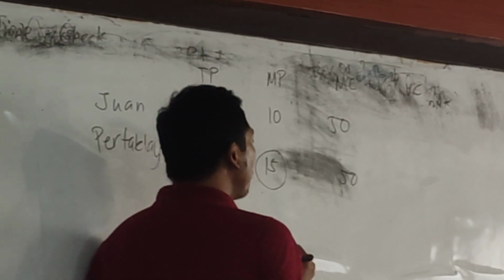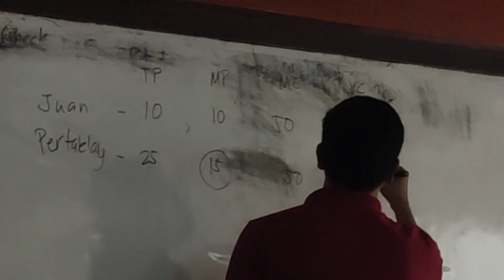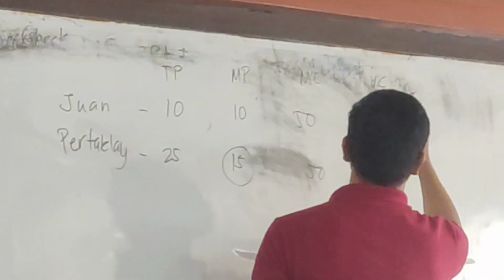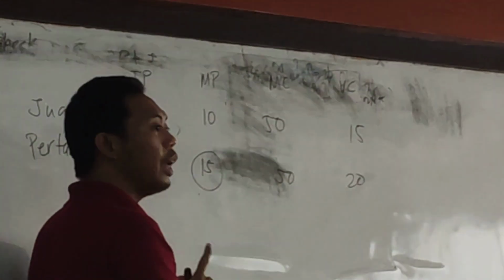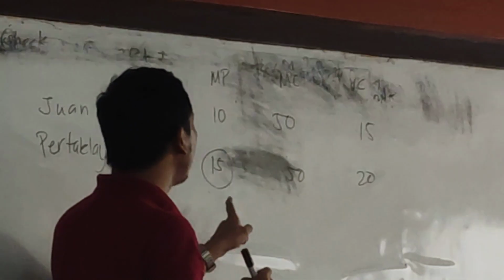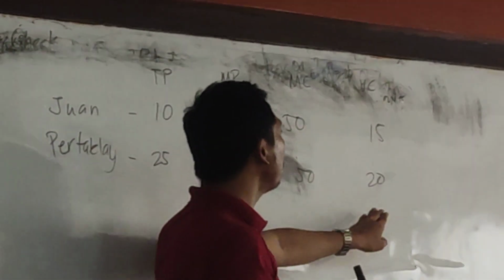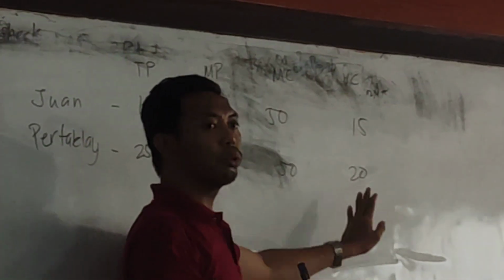She was able to use 20 ingredients, while Juan was only able to use 15. Okay? Ingredients. Since she used more, that is her variable cost.